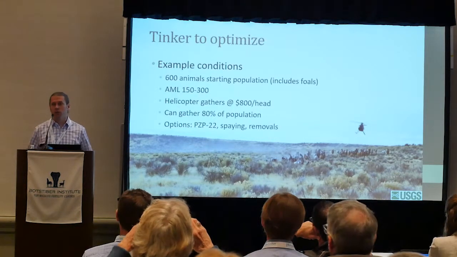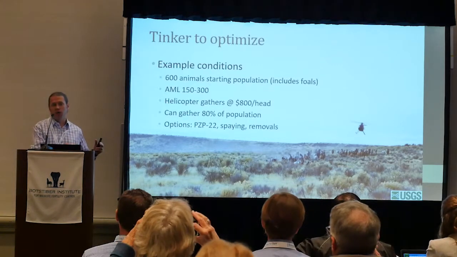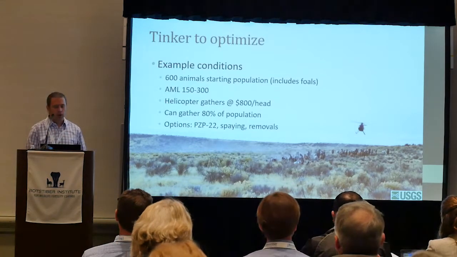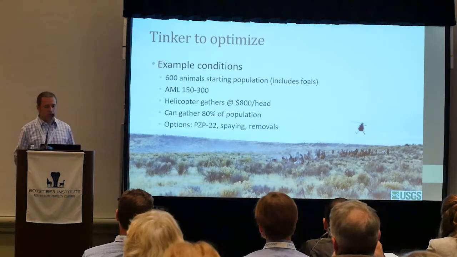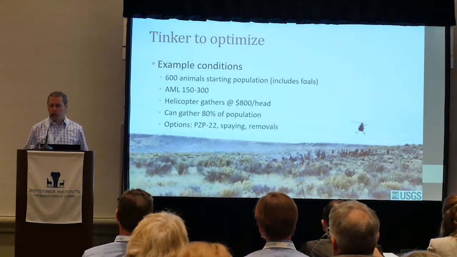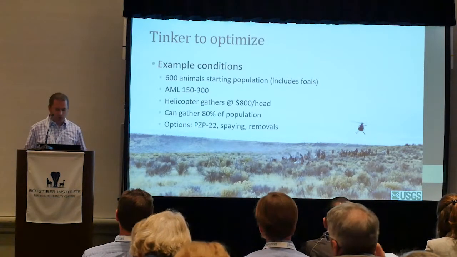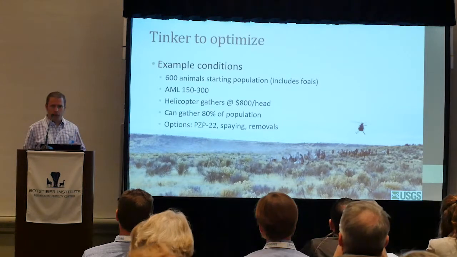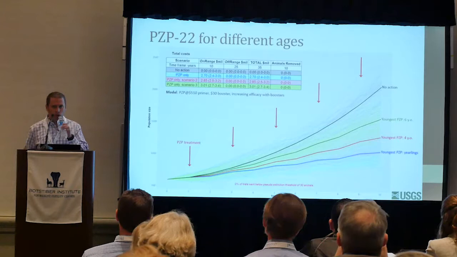Anytime we do a gather, we're always going to miss 20%, and that 20% is random, so it's not the same 20% every year. It's a random 20% that we just can't capture. And then we're going to evaluate different options, so PZP 22, spaying, and removals. The first thing we're going to start messing with is PZP 22. And the first thing to look at is, what if we do PZP 22 starting at different age classes?